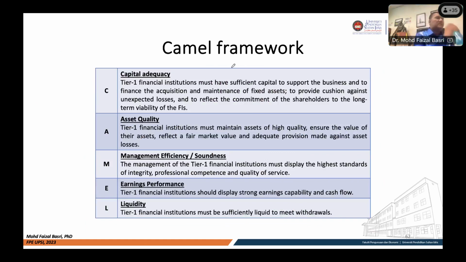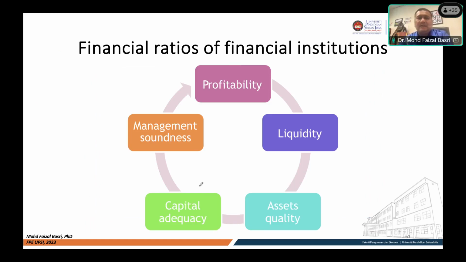Second. It's known as the CAMEL framework. So every element here is represented by the letter. So this is C, this is the A, asset quality, capital adequacy, and then we have the M, management.